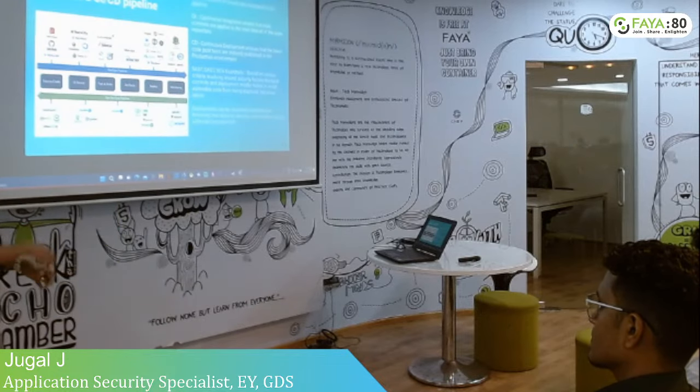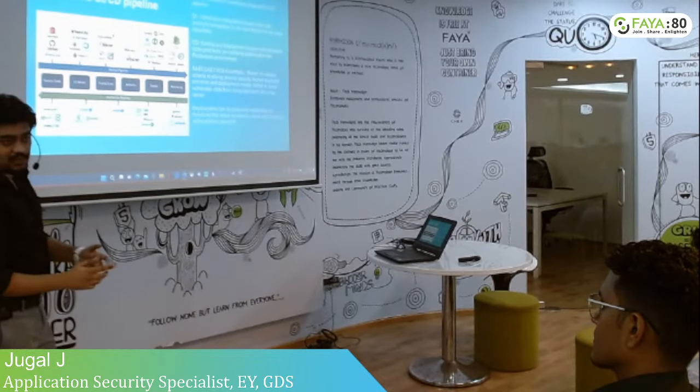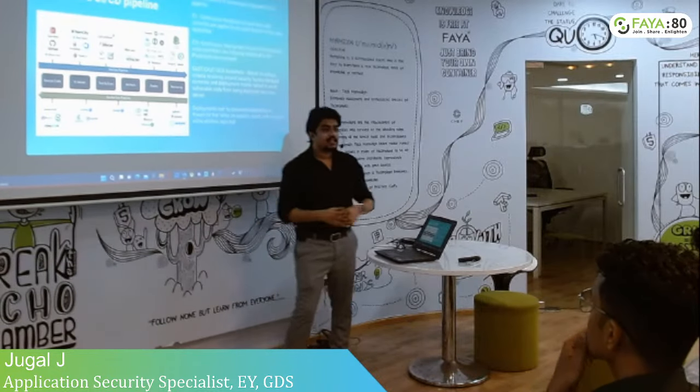You don't really have to do much. You just run the code and that's it. Once you commit, everything is an automated process. Okay? Any questions on the pipeline?